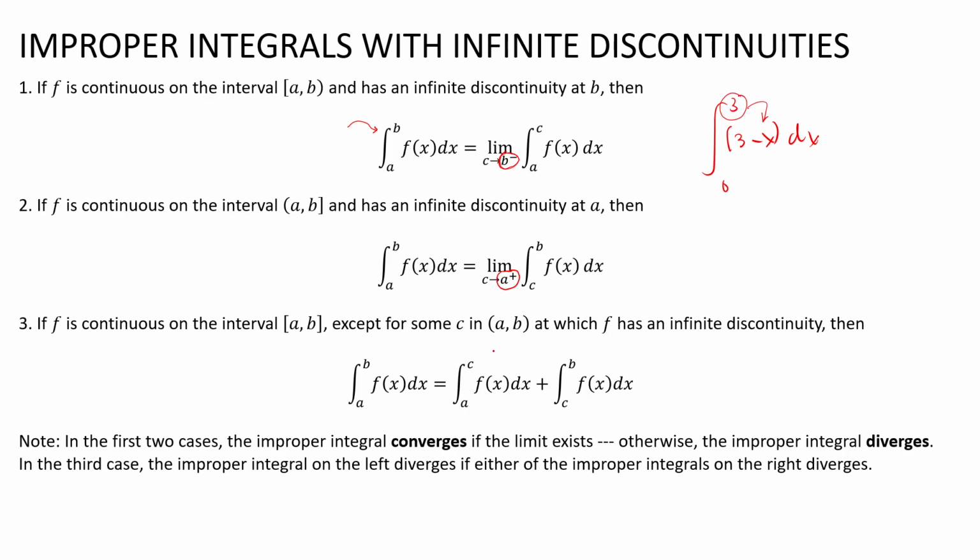So meaning if it's discontinuous at the lower limit, what you need to include in your limits is the right side of the lower limit. If it's discontinuous at the upper limit, what you need to include in your limits is the left hand side of the upper limit. So that's why the upper limit is b minus, the lower limit is a plus, meaning the right hand side of a, and on the b side, the left hand side of b.